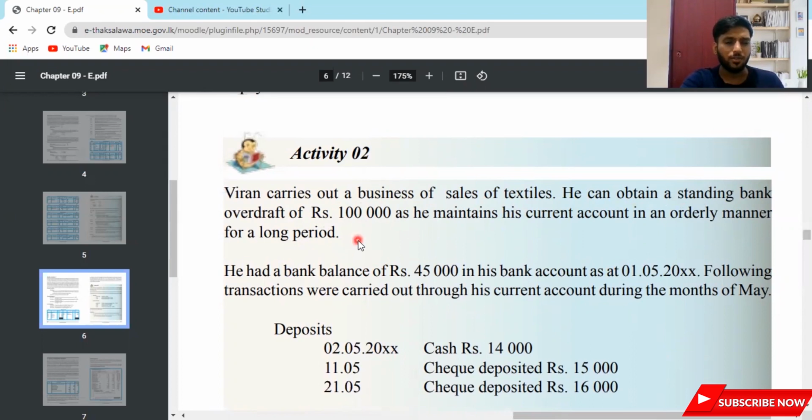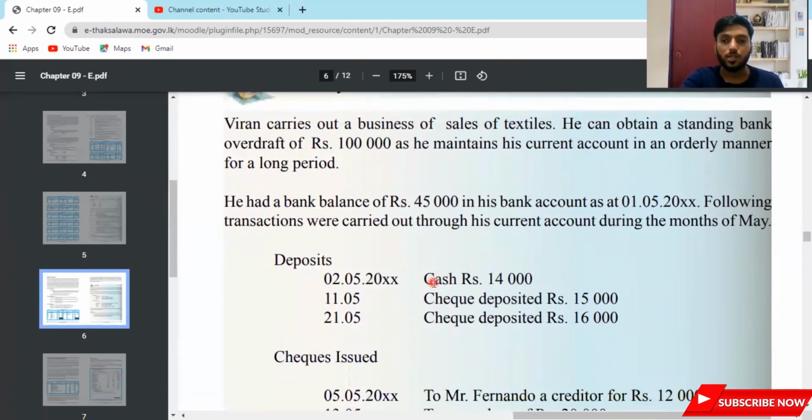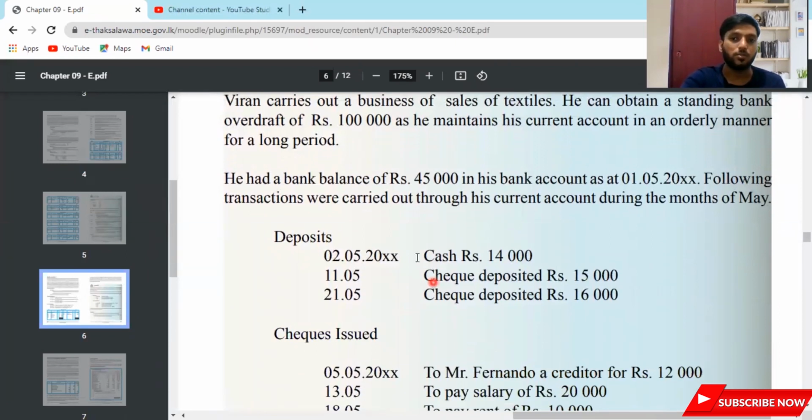So now you should not get confused. What is this 100,000? Where should I record? Should I record it on the credit side or on the debit side? No need to worry, guys. You need to remember that this 100,000 is an amount which you can take from the bank one day. So then we move on to the next part. He had a bank balance of rupees 45,000 in his bank account as at 1st, 2,000 X.